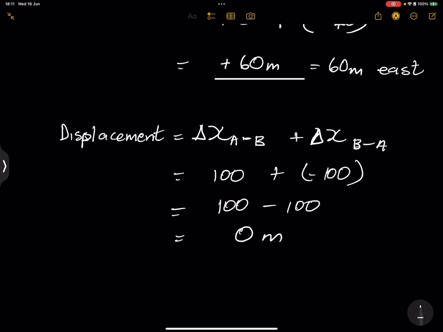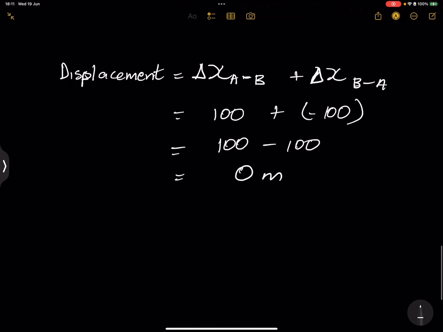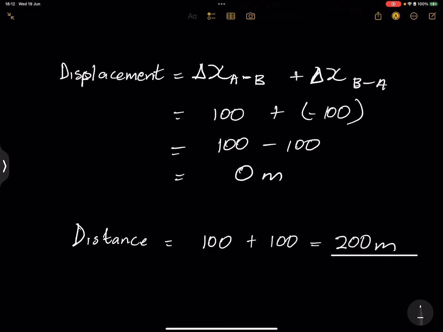So that is very important to note, that our displacement would end up being 0 if they go back to the same position. However, if we were looking at the distance, how would we calculate that? That would be, of course, 100 meters plus another 100 meters, and that would give us 200 meters, the total path length that would be traveled.